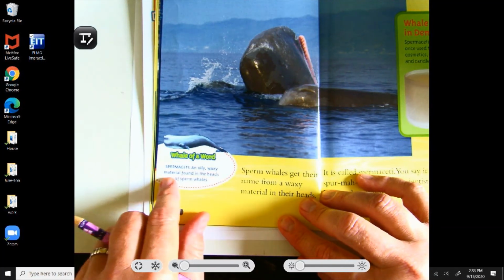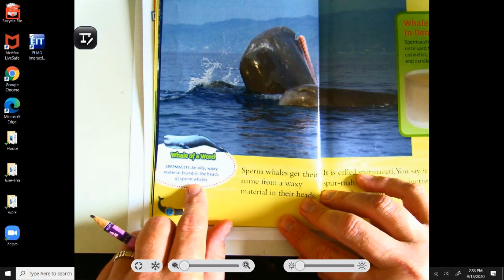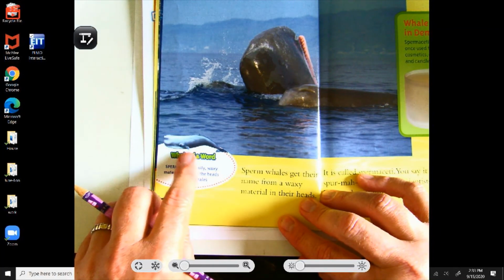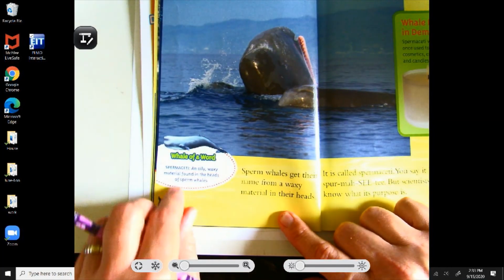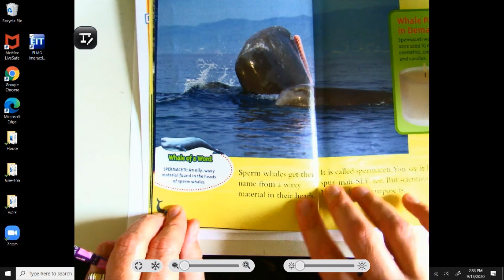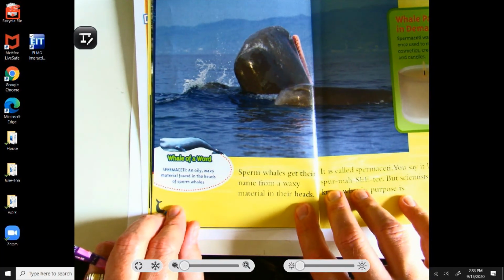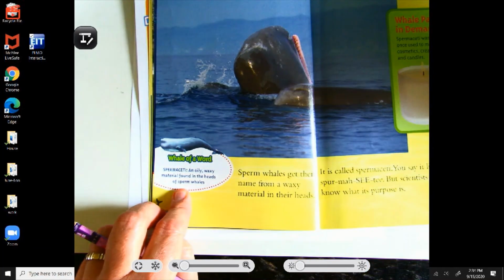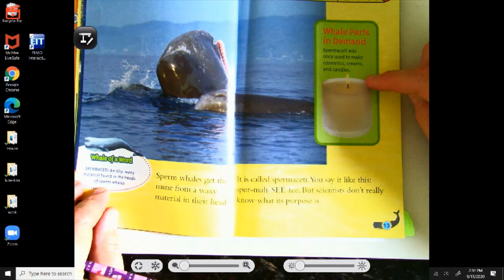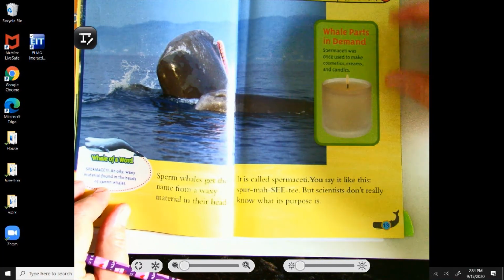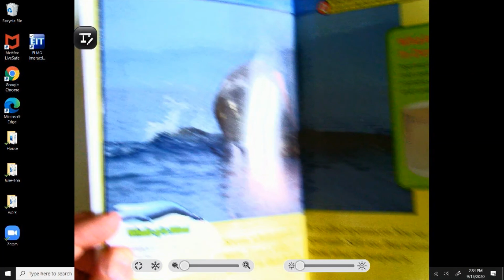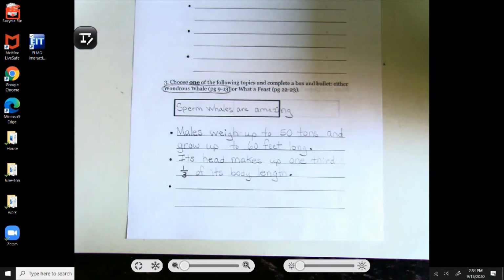Spermaceti, an oily, waxy material found in the heads of sperm whales. So this text feature, right, this insert added to the page, tells us what spermaceti is because the main text tells us it has spermaceti. And then this tells us exactly what that is. And then this other text feature tells us what in history spermaceti had been used for. So let's think, how could we, let's see, sperm whales get their name from a waxy material in their heads called spermaceti.